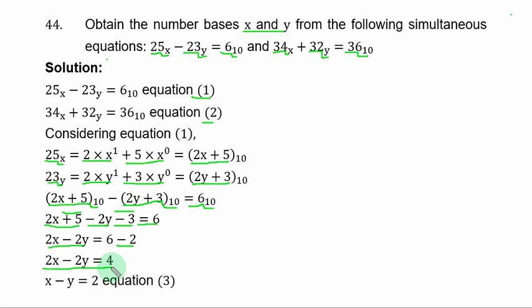2 is common. If you divide through by 2, you have s minus y equal to 2. So let's call that equation 3. So equation 1 produces equation 3. Let us proceed by considering equation 2 and converting the left hand side to base 10.